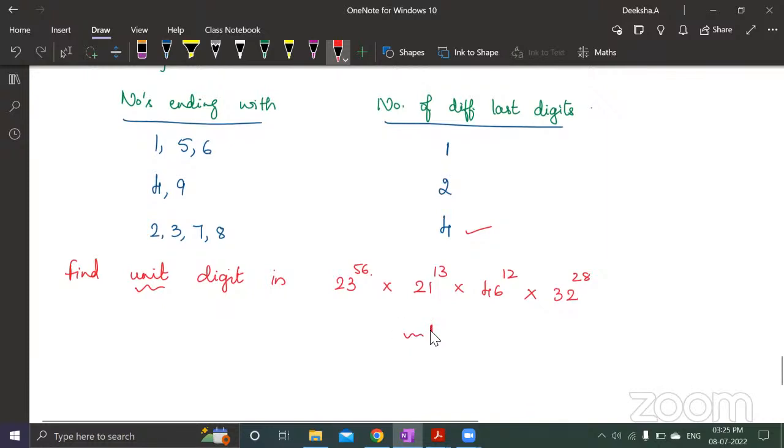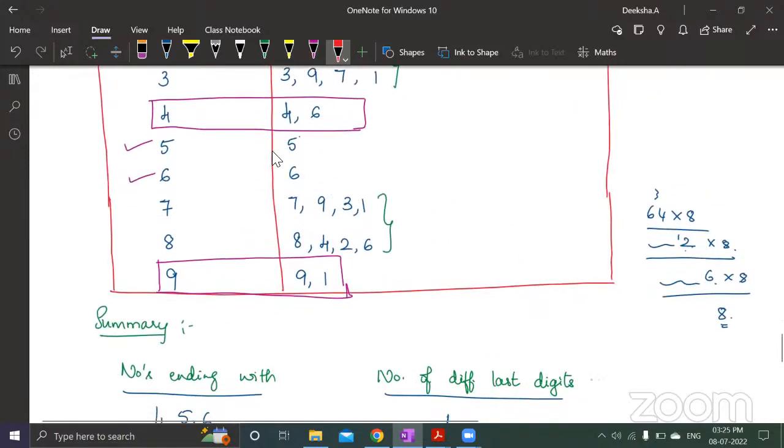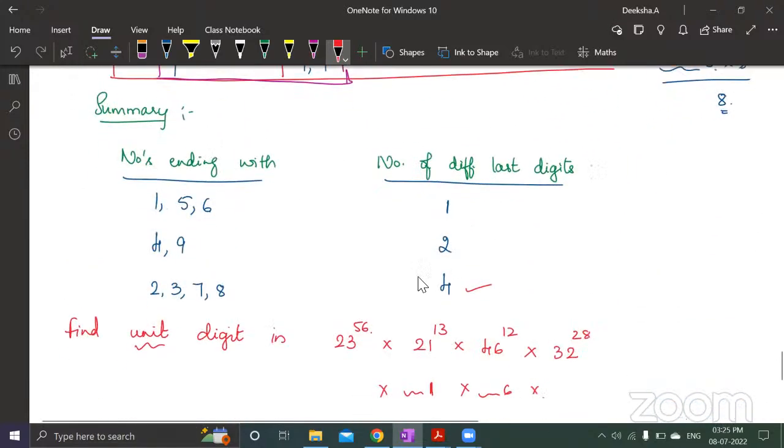So there is a big number, last digit is 1. If a number is ending with 6, the last digit is itself, right? So this is a big number ending with 6. Now I need to find out the last digit of 23 power 56 and 32 power 28. For this, you have to remember only this. You don't have to memorize what the last digits are, but you have to memorize this.